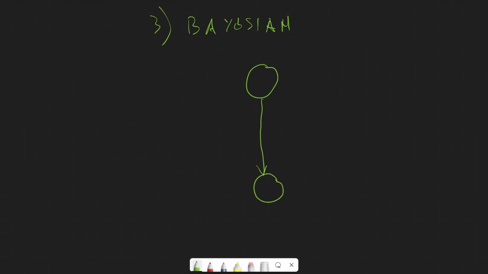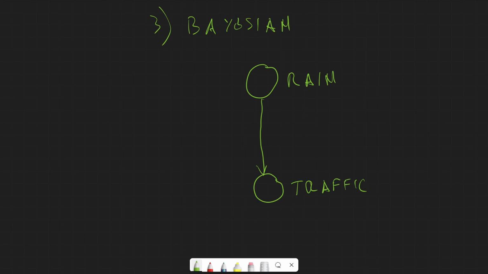Okay, third box are Bayesian methods, and more in general, probabilistic methods. Now imagine the following graph. You have two nodes, and you have a directed arrow connecting the two nodes. The first node is rain. The second one is traffic. Rain causes traffic.